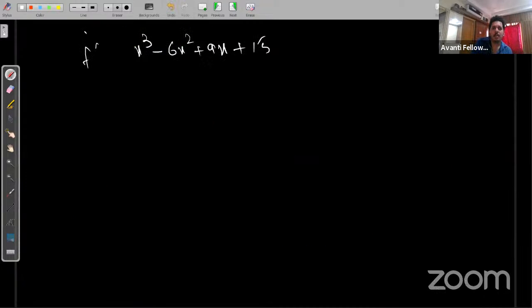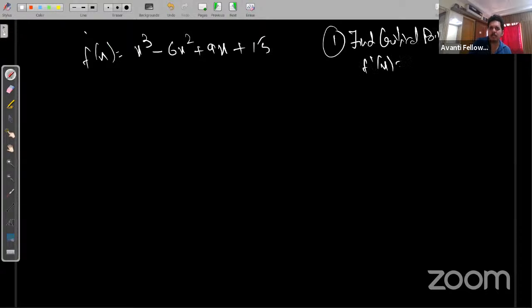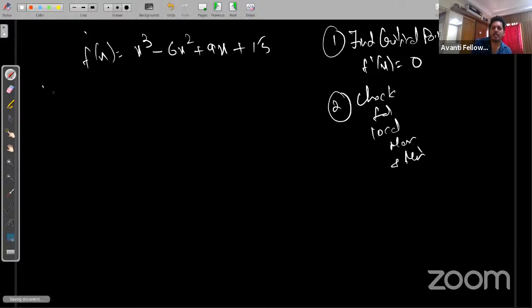Guys, come on. First of all, what is the first step here? I'm telling you, the first step is to find critical points, all the time. This is a very important point. Find the critical points. How will you get it? f dash of x is equal to 0. You do it. And the second one is to check for local maxima or minima. These are the two basic steps here. Now tell me what are the critical points, guys? I need the critical points, everyone.